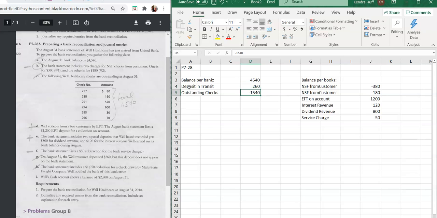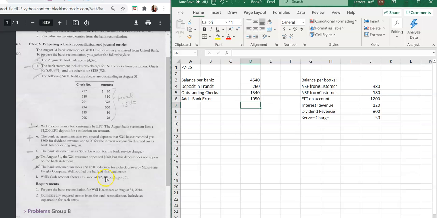Of $260. The bank statement includes a $1,050 deduction for a check drawn by Multi-State Freight Company. Well notified the bank of this bank error. So the bank actually took $1,050 out of Well's checking account that should have come out of Multi-State's checking account. So we need to add back this bank error of $1,050. They subtracted it out to get to the $4,540, and we need to add it back.